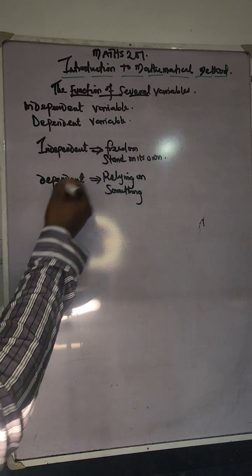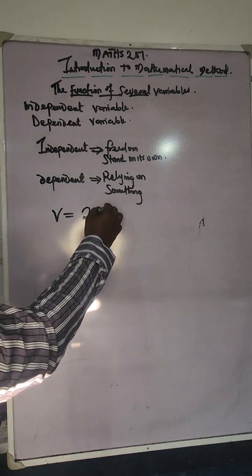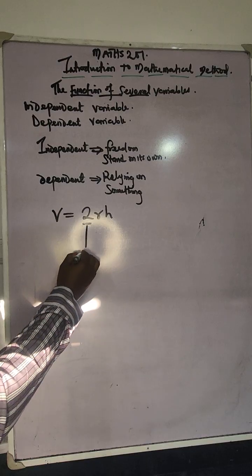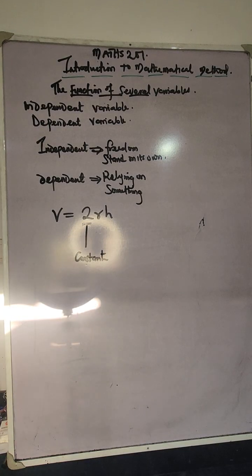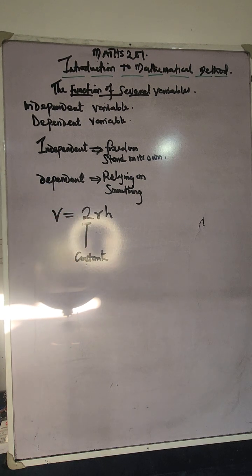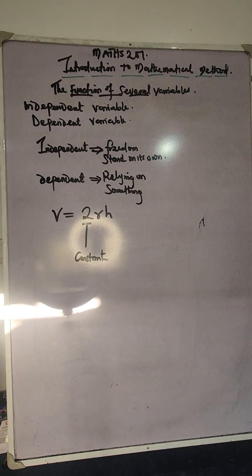Let's say, for example, we have V is equal to 2RH. Now, this 2 here is a constant. Why is it a constant? Because wherever you go in this world, 2 is always 2. If you go to America today, 2 will be 2. If you go to Japan, 2 will be 2. So it's a constant, right? It's just an integer.